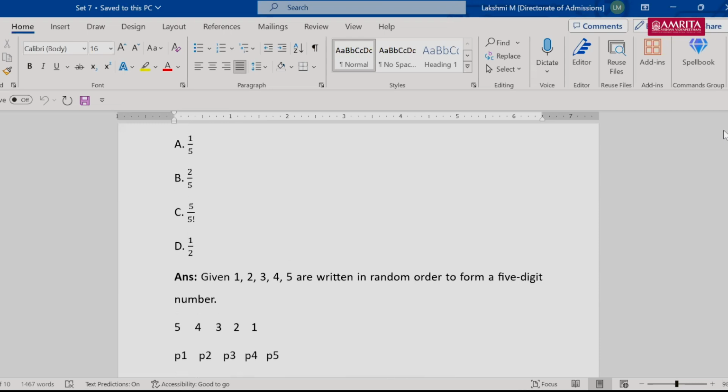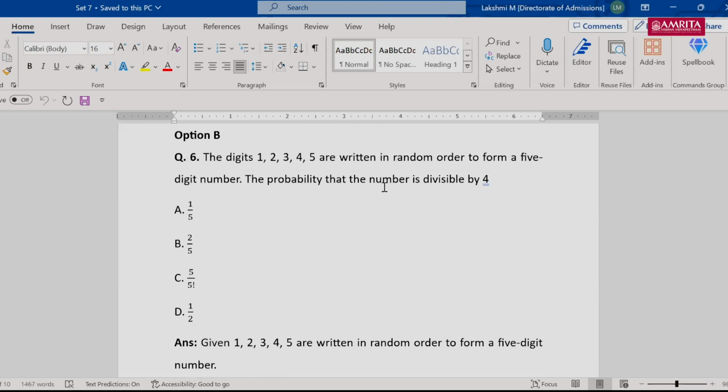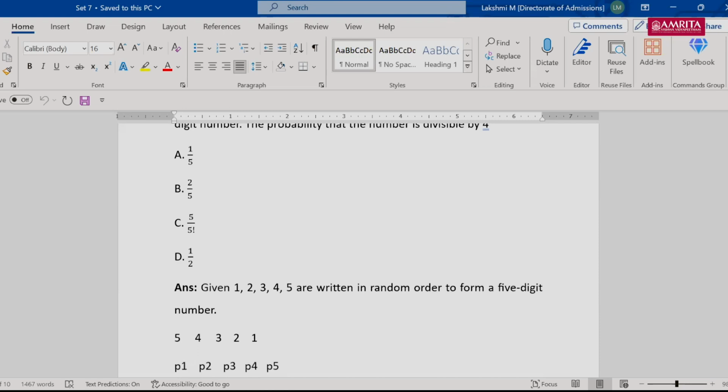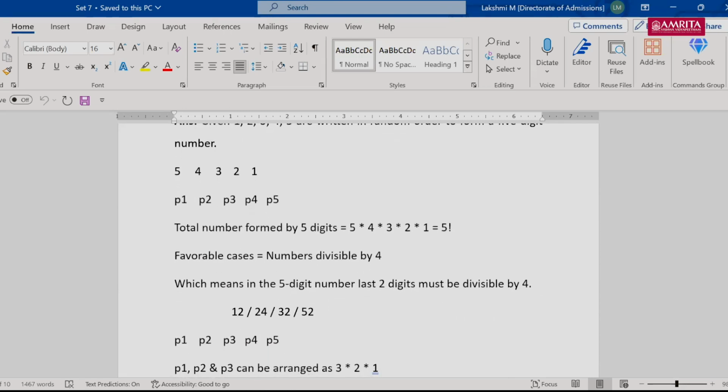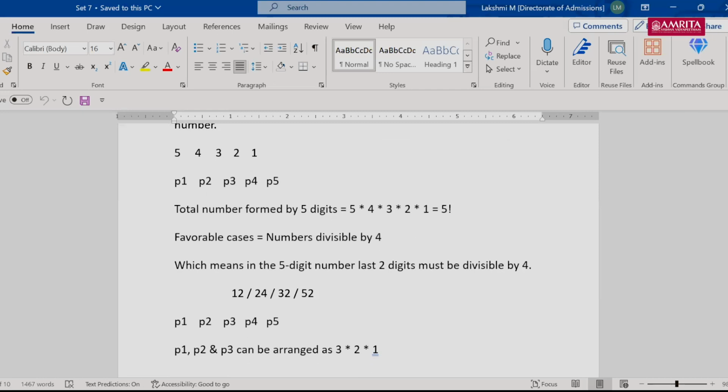I hope you already have an idea about the question. Digits 1, 2, 3, 4, 5 written in random order to form a 5-digit number. The probability that it has to be divisible by 4. So for the last two, you have to take the combinations, it will be 4 times: 12, 24, 32 and 52. The other is 3 factorial multiplied by 4. I think JY, okay, it's A, completely fine.